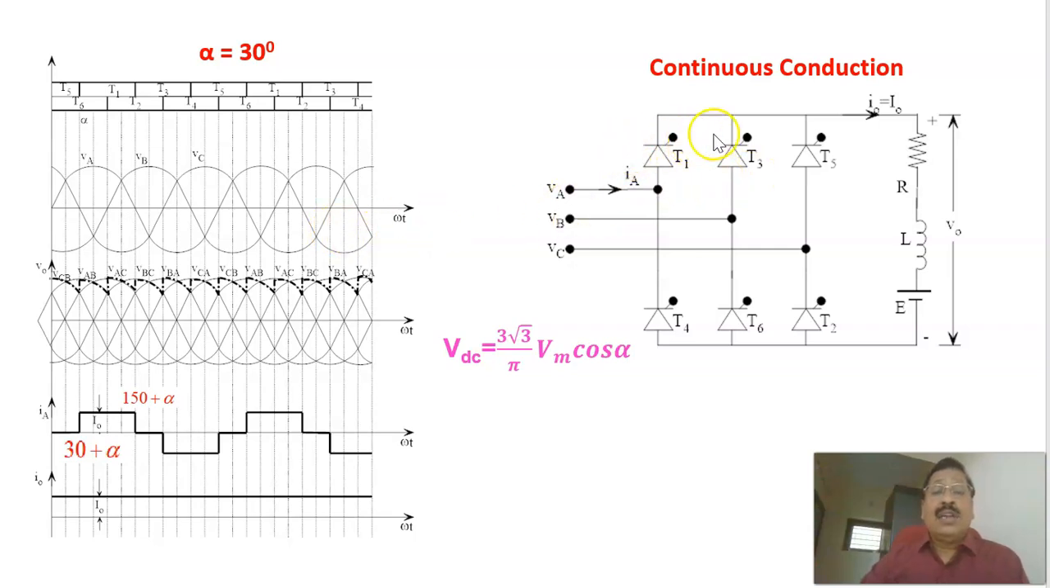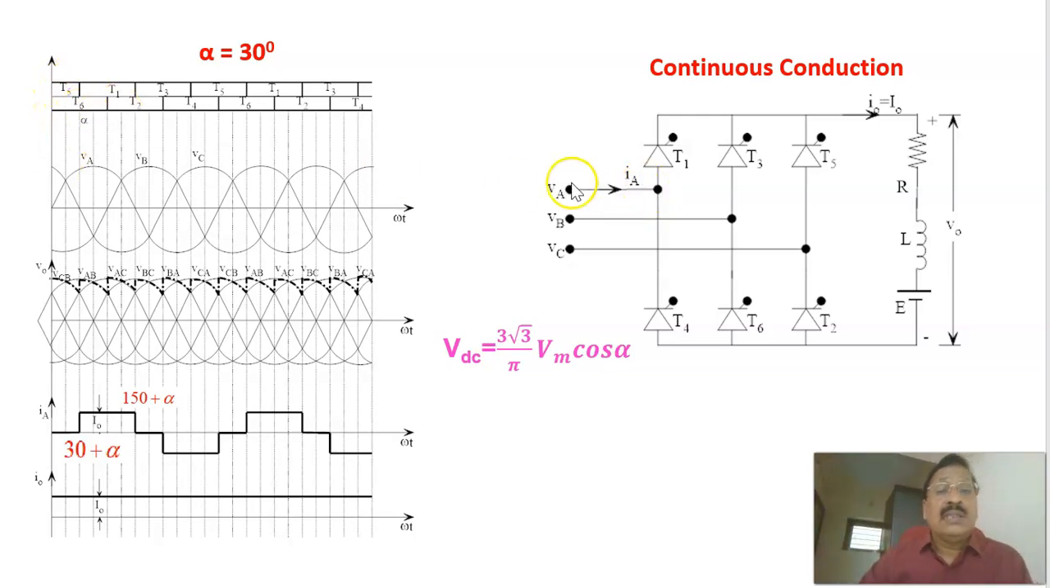And here, as I told you, this is the positive group of SCRs, and this is the negative group of SCRs. At any instant, one from the positive group and one from the negative group will be conducting. Depending on that, you will get the corresponding line voltage across the RLE load. For example, if we come to here, initially T1 and T6 are conducting: from the positive group T1 is conducting, and from the negative group T6 is conducting.